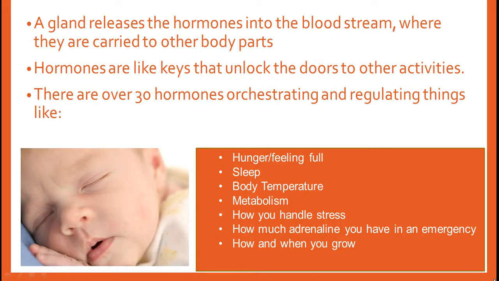All right, so the gland releases the hormone into the blood. That's important, into the bloodstream, where they're carried to other body parts. They're like keys that unlock the door to activities. Over 30 hormones orchestrate and regulate things like hunger, feeling full. When you get that hunger pain, that's a hormone saying, feed me. Sleep. It's hormones that help us to sleep and furthermore to stay awake. Our body temperature, our metabolism, handling stress.